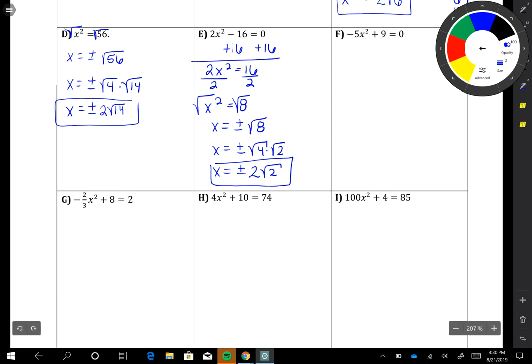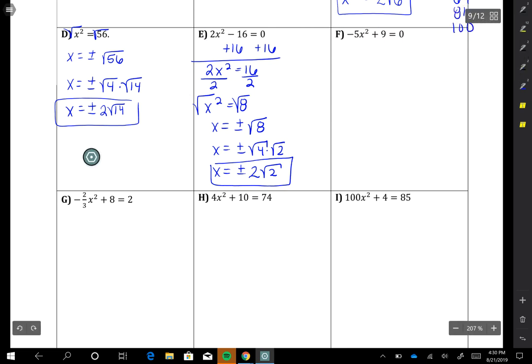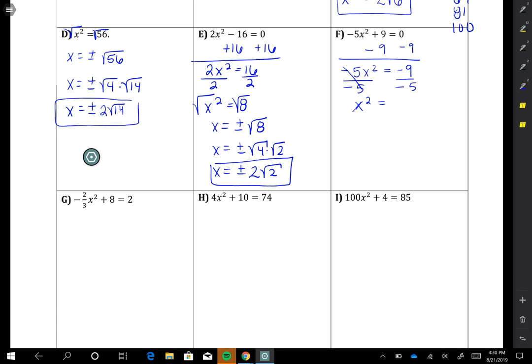Okay, let's look at letter F. Getting our x squared term, or just x squared by itself, we are first going to have to subtract 9. So now I have negative 5x squared equals negative 9. Now I need to divide by negative 5, which cancels on the left. And on the right, you need to be very careful when this happens. You have a negative 9 divided by a negative 5. That is a positive number. So when you write this, make sure you just write this as positive 9/5.